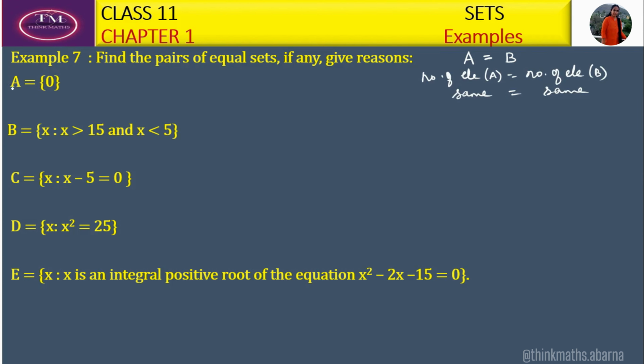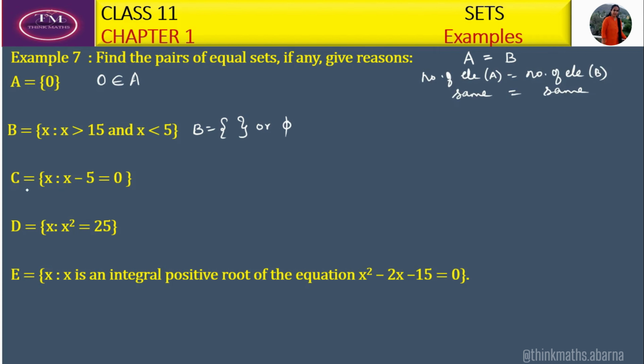Now let us take A, which is nothing but the set {0}. So the only element in A is 0; 0 belongs to A. Now B is the set of all x such that x is greater than 15 and x is less than 5. Can you find a number which is less than 5 and greater than 15? No. Less than 5 means it will be less than 15, and greater than 15 means it will not be less than 5. So there is no number which satisfies this condition. So B is nothing but the null set. Nothing belongs to B.